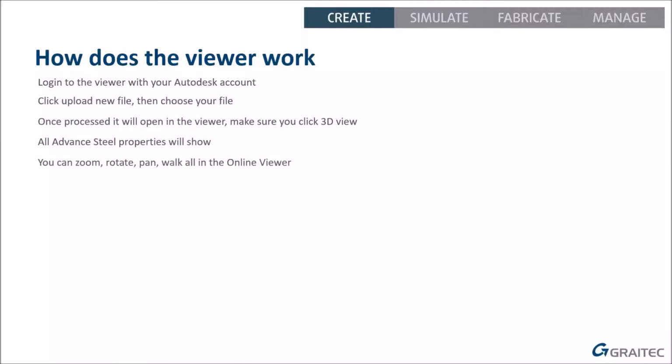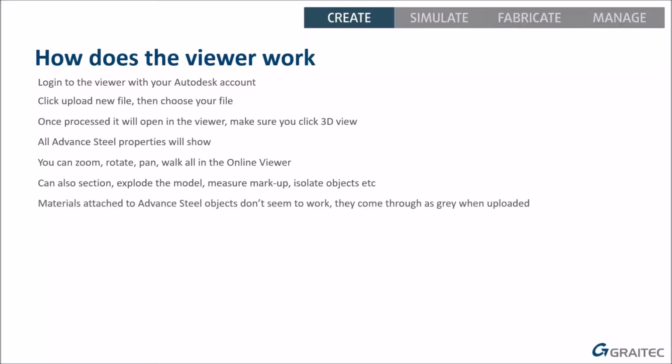With the viewer, we can zoom, rotate, pan, and walk like we can in our Advanced Steel. We can also do things like section the model, explode the model. We've got measure and markup tools. We've got isolate. We can isolate objects. One thing that I have noticed is if you have materials attached to Advanced Steel objects, they don't seem to upload and everything comes through grey. So I will show you that a little bit later, but it's just something to be aware of. If you have materials, it's probably worth detaching them for this particular upload.